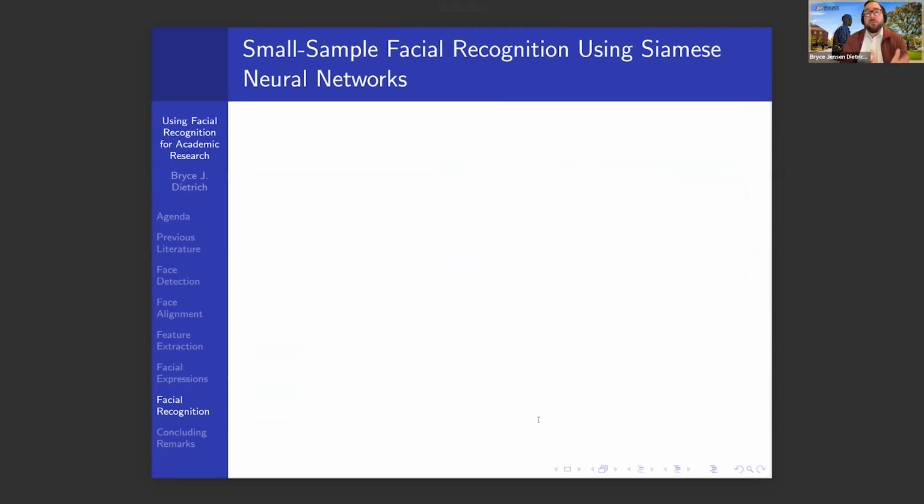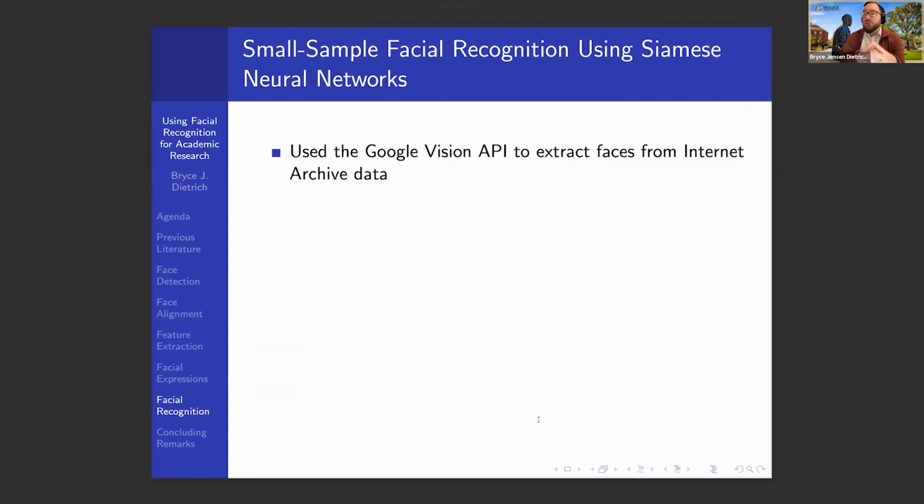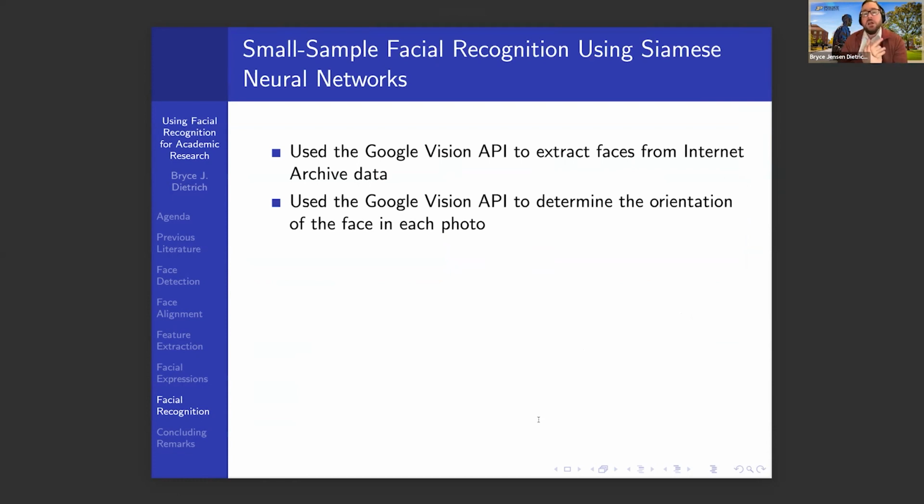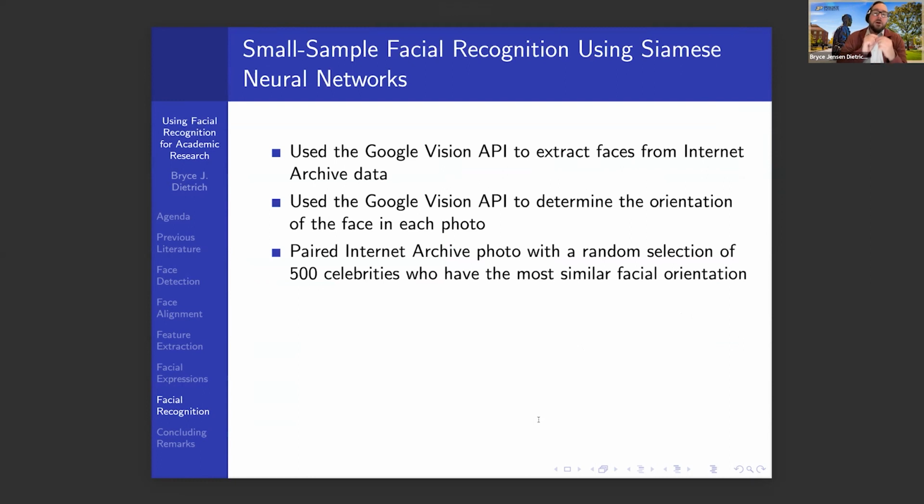So let me talk a little bit more about the steps in this process. So we use the Google Vision API to extract faces from the Internet Archive. So we did face detection. We used the Google API then to determine the orientation of the face. So we took the estimated tilt, et cetera, from the Vision API. And then we paired every Internet Archive photo with a random selection of 500 celebrities who have most similar face orientation. So what this means is that for every image that we obtained from CNN footage, we said, okay, where are the faces in this image, in this frame?